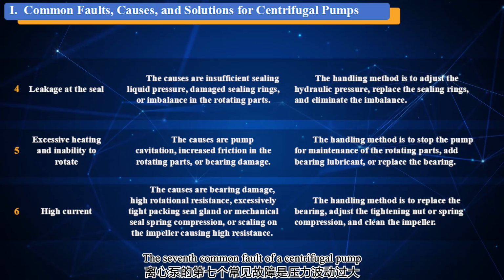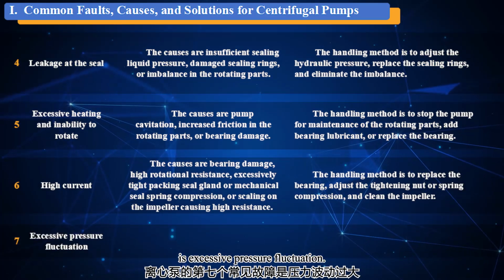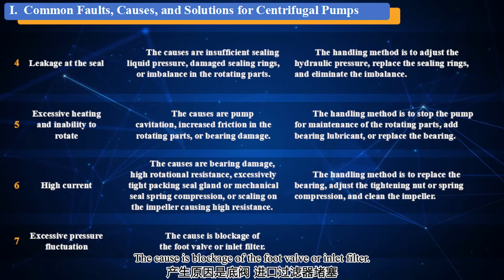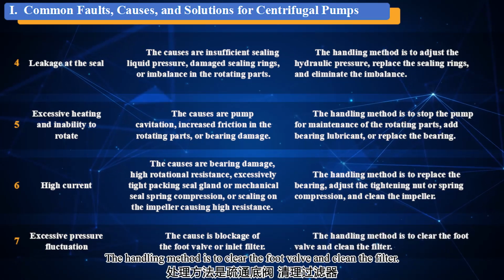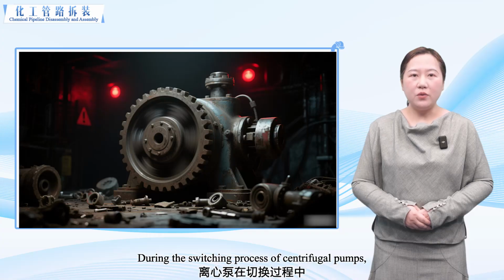The seventh common fault of a centrifugal pump is excessive pressure fluctuation. The cause is blockage of the foot valve or inlet filter. The handling method is to clear the foot valve and clean the filter.